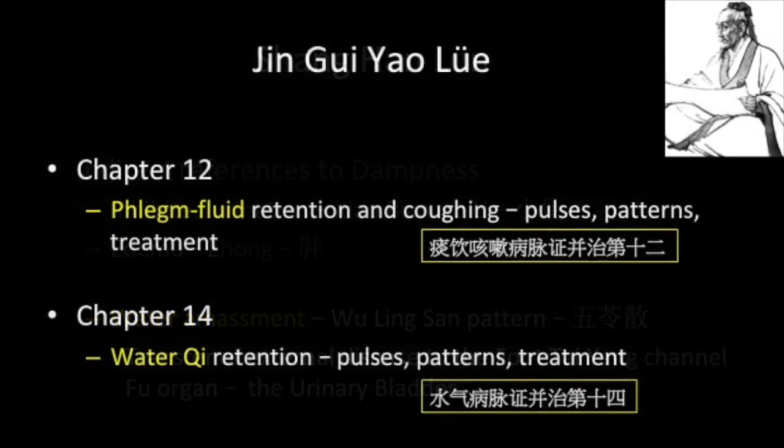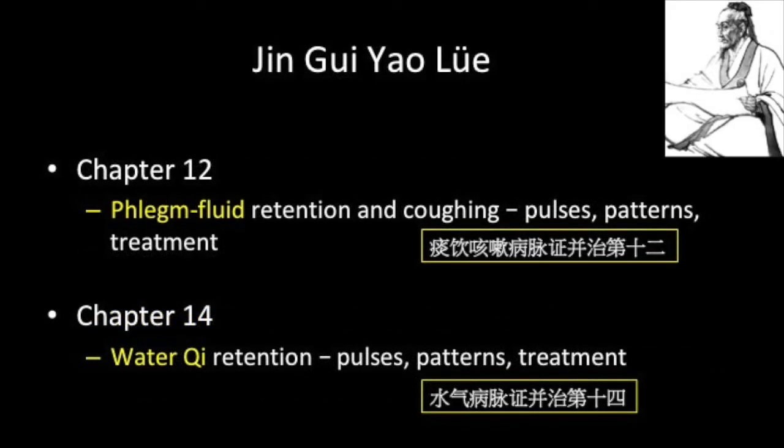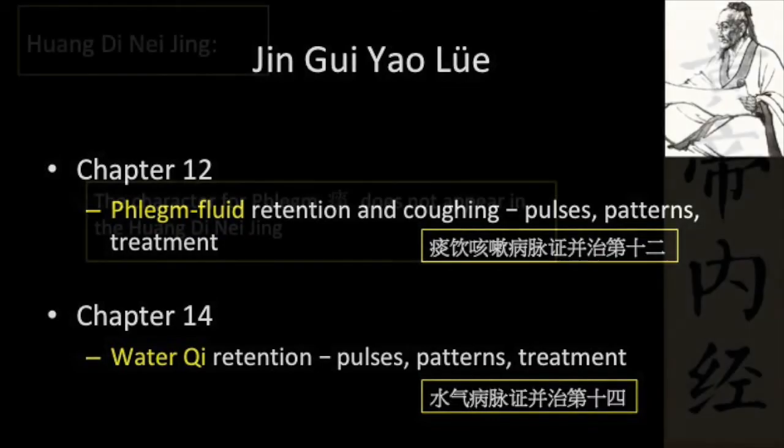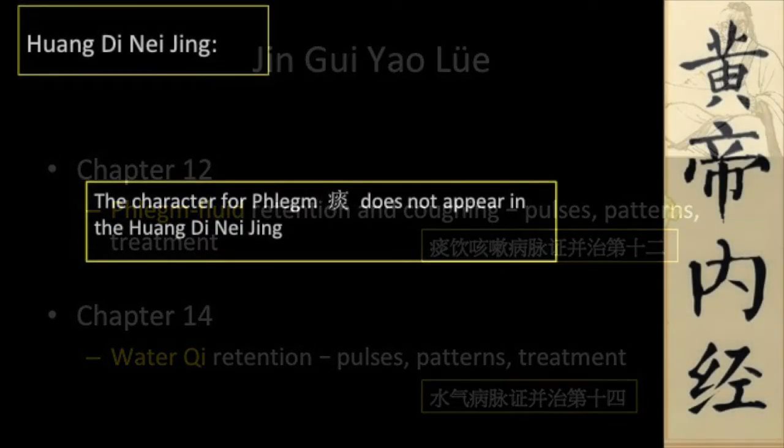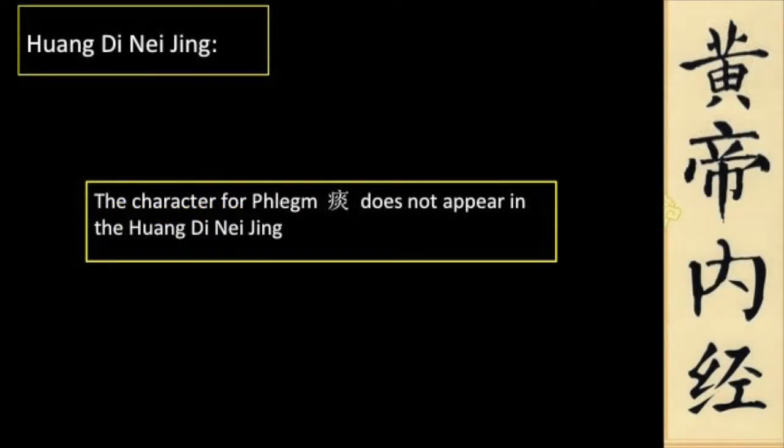Zhang Zhongjing's Jingui Yao Lue, or Essential Prescriptions from the Golden Cabinet, devotes a chapter to different forms of phlegm and a chapter to water qi disease. These topics are too extensive to cover here, and I will try to present them in another video. As a final note, the Chinese word for phlegm does not appear in the Huangdi Neijing, although phlegm-like conditions are considered, especially in the last chapter of the Ling Shu, which deals with obstruction and impediment illnesses.